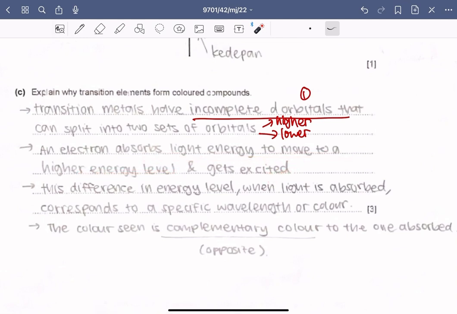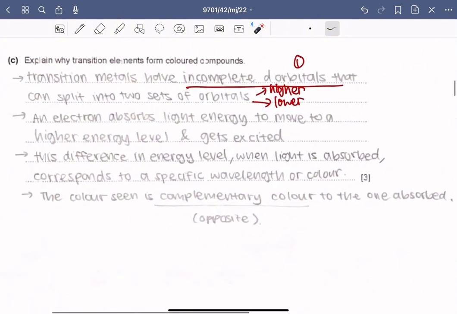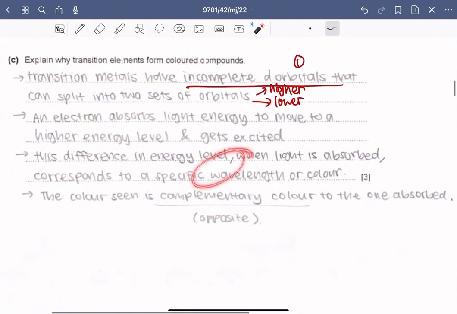And then this difference in energy level, higher and lower, corresponds to the light that is absorbed at a specific wavelength of a color. Or you could say, in other words, the light absorbs a color and the complementary color is observed. So the color seen is complementary.